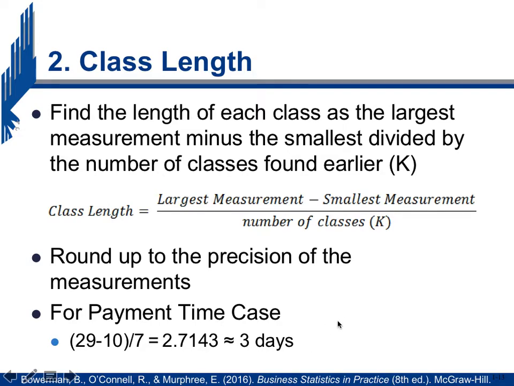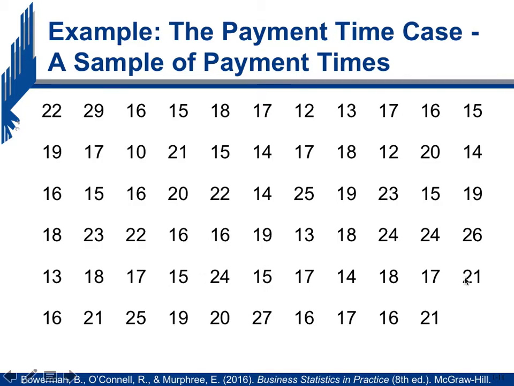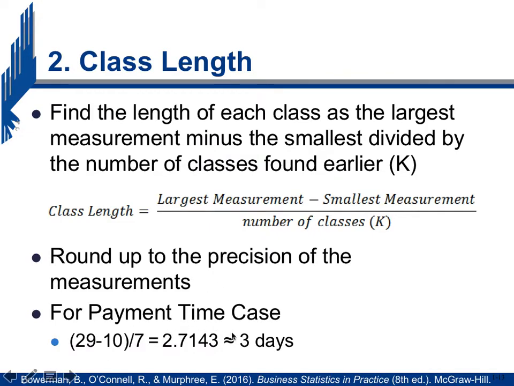But for example, if the dataset has at least one measurement with a digit at the 10th place, for example, we have a value here, 21, with a digit at the 10th place, which is 1. Let's say we have one number which is equal to 21.1. Therefore, the most precise number has a digit at the 10th place. We have to round up the class length to the 10th place as well. So in this case, although the digit next to 7 is just 1, we round it up, so it should be 2.8.